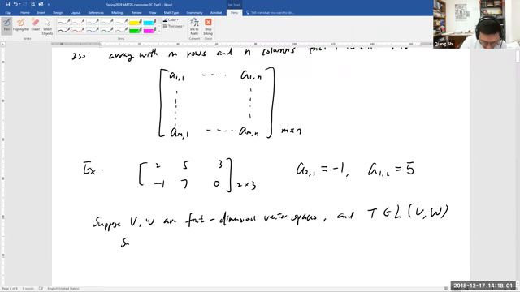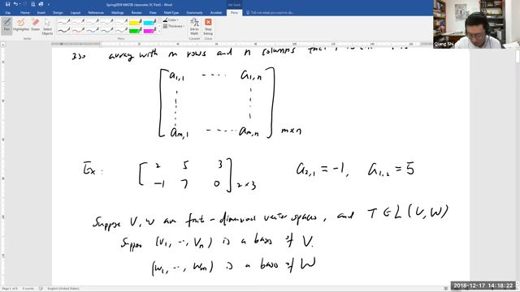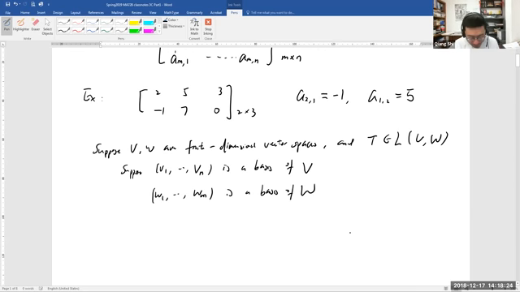All right, so let's make a more mathematical way to explain this. Let's suppose the list V1 up to Vn is a basis of V, and W1 up to Wm is a basis of W. Then what do we mean that T can be uniquely determined by the action on those vectors in the basis of V?